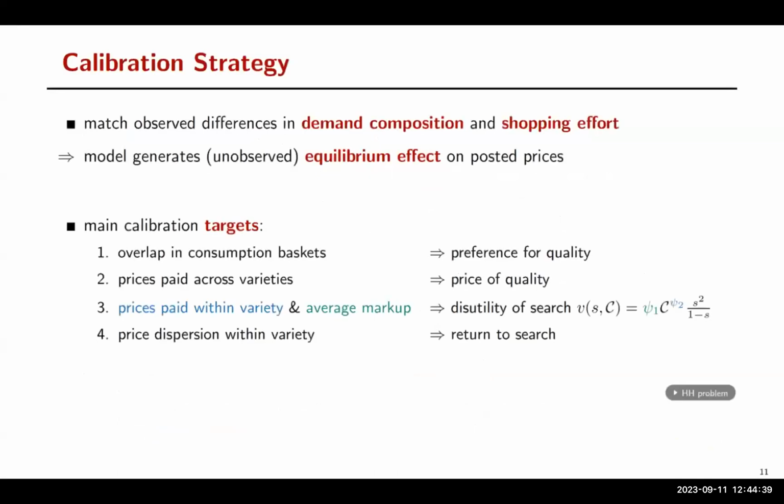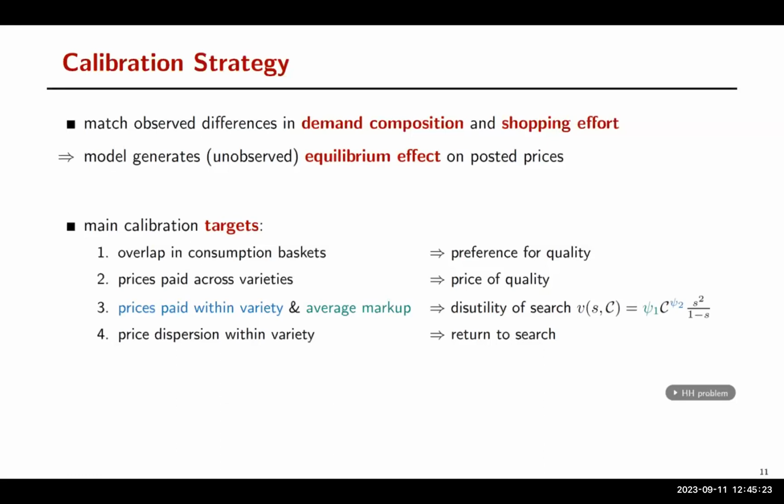The crucial objects to discipline here are two. One is you have to discipline the differences in search effort across households, and you have to discipline the differences in demand composition across products, and who's buying what, because that's going to give you S bar for the low quality variety and S bar for the high quality variety. That's going to drive all of the quantitative results here. So the differences in demand composition are generated by these non-homothetic preferences. I discipline these preferences by matching the overlap in households' consumption baskets conditional on price differences across products. That's giving you differences in demand composition.